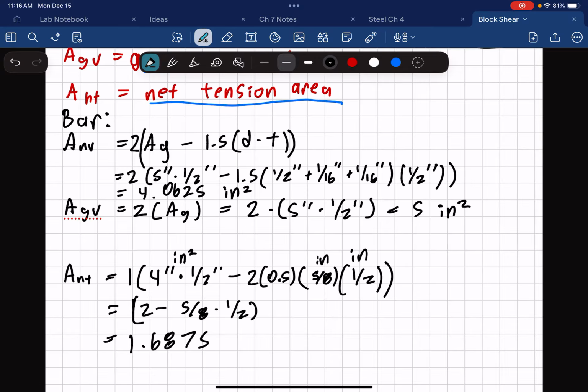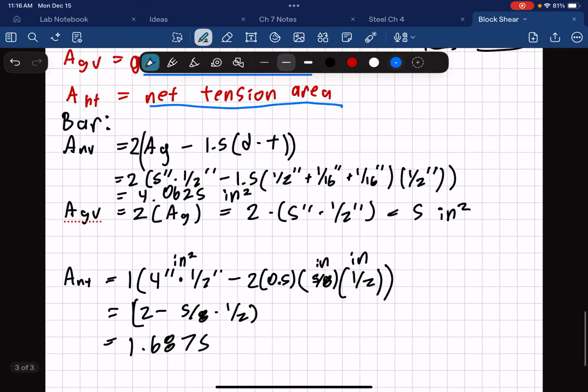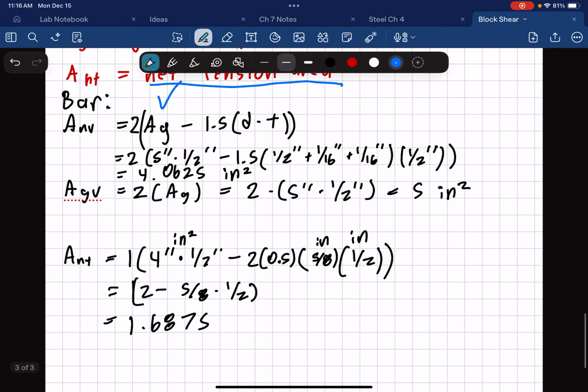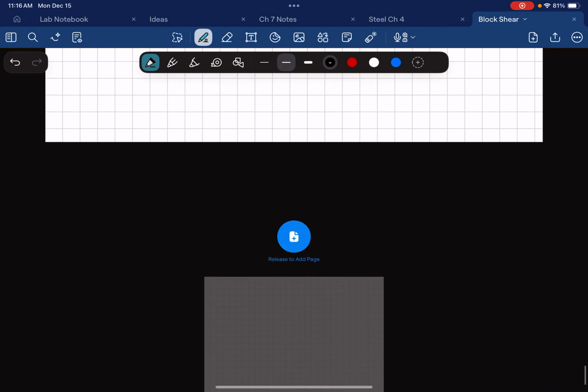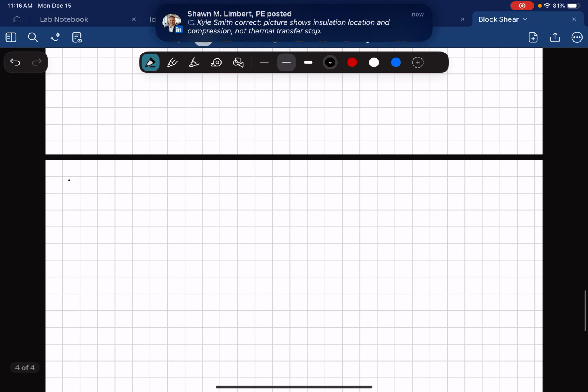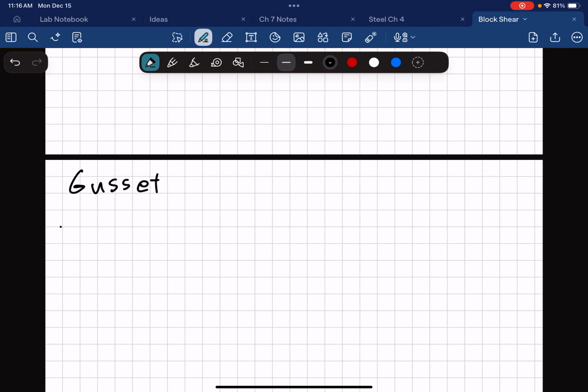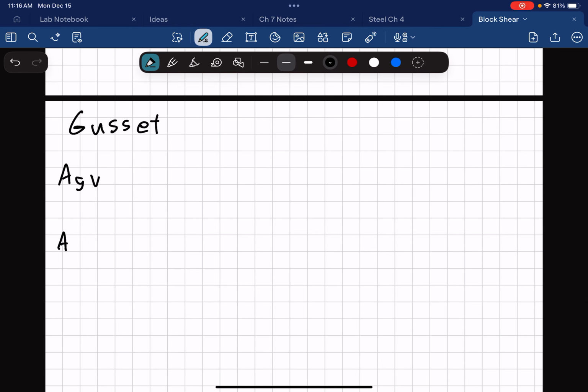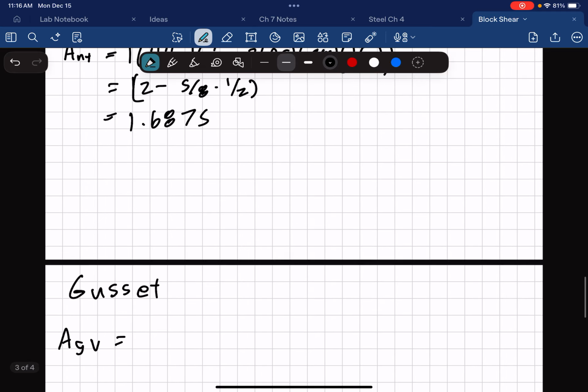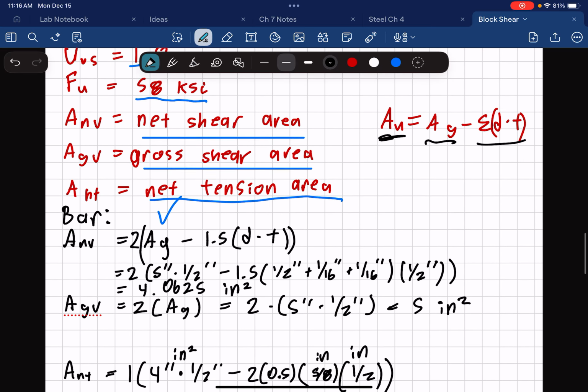So are we done with calculating the areas? Not quite, right? Because now we have our values for the bar, but we don't have our gusset values yet. So we're going to do those. Let's do our gusset calculations. We're going to calculate the exact same things. We'll switch the order this time. We'll do AGV, ANV, and ANT. With these values, we'll have what we need to start plugging into these equations.